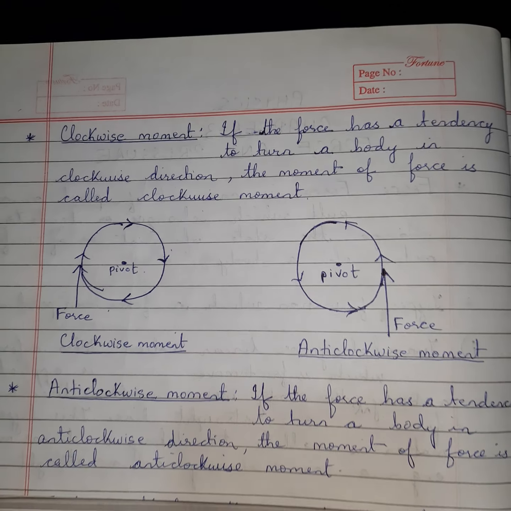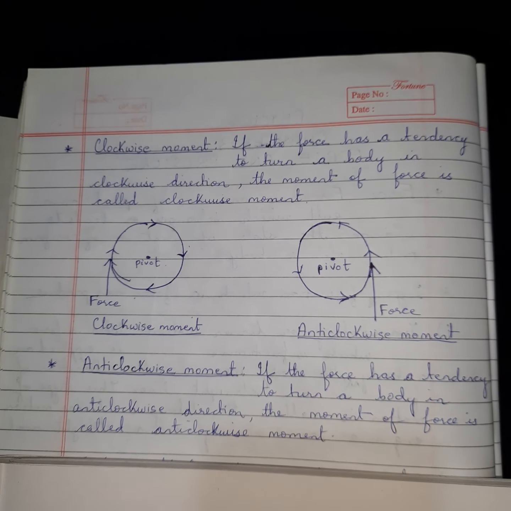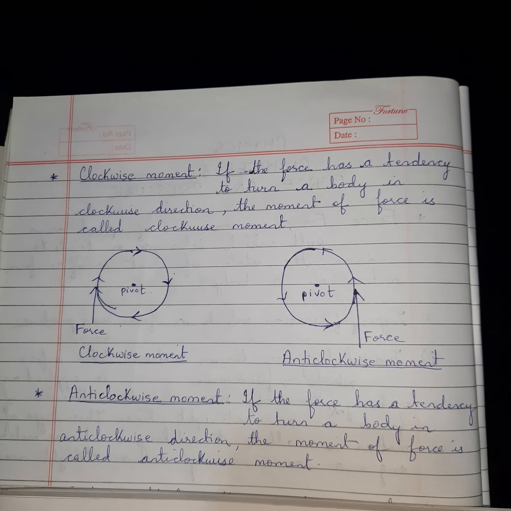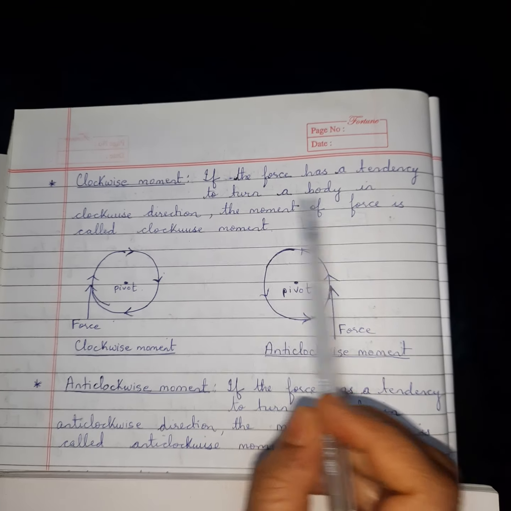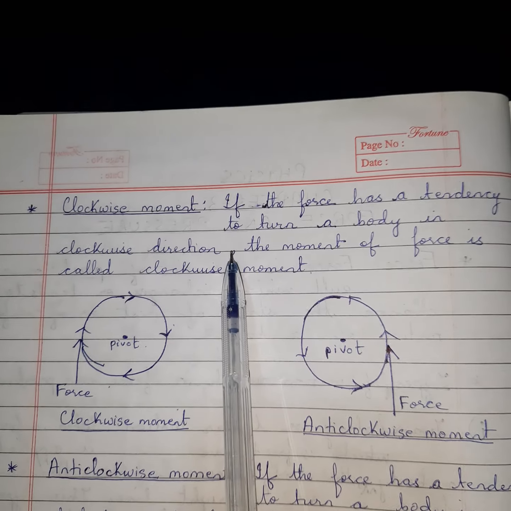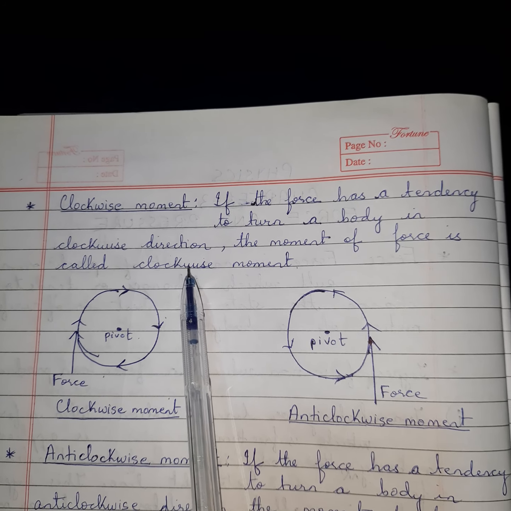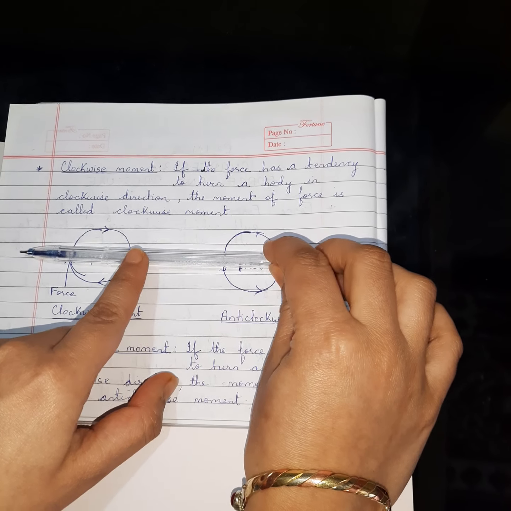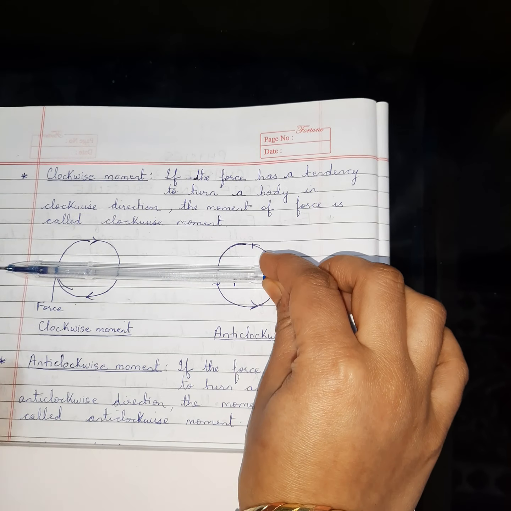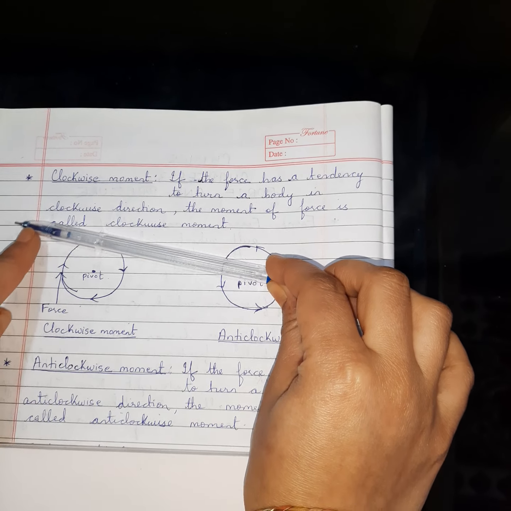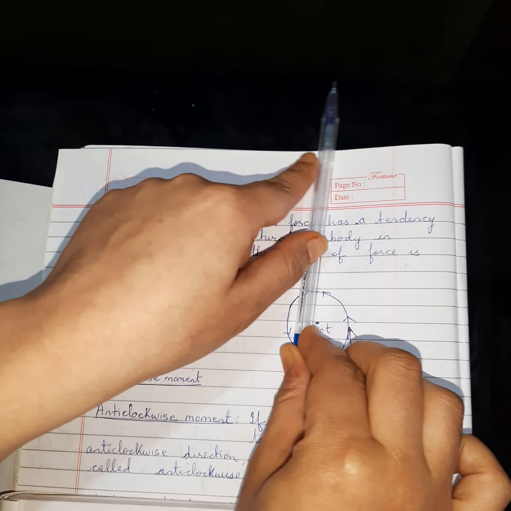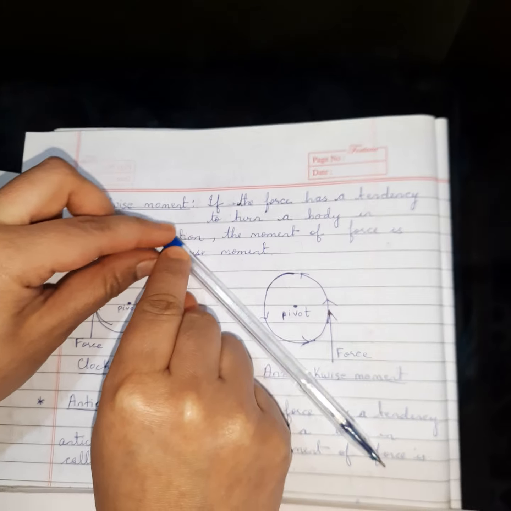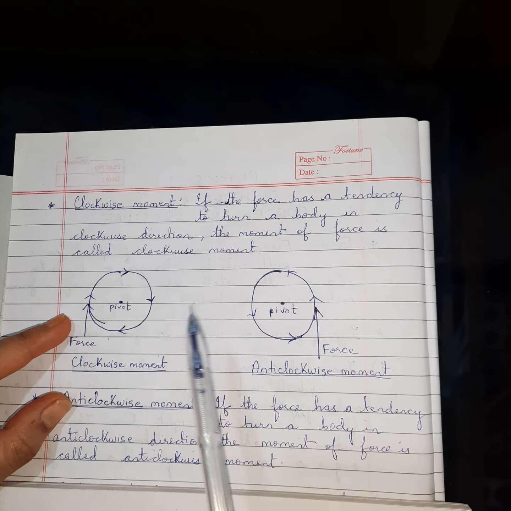Now when a body rotates, it may rotate in two ways. It may undergo a clockwise motion, and if the force has a tendency to turn a body in clockwise direction, the moment of force is called clockwise moment. If this is the body which is rotating, this is the pivot, and I apply a force in the upward direction, you can see it is rotating in the direction in which the clock rotates. This type of moment is called clockwise moment.